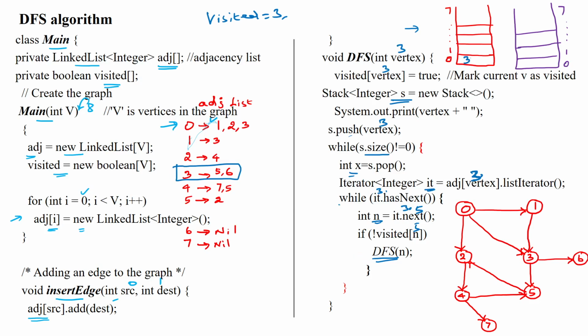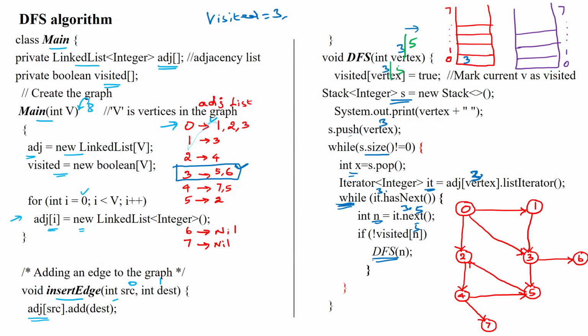Still this while loop is not over, because it has one more element, 6, so we have to wait for 6. Still it is in the track. Now the DFS makes a recursive call, the second recursive call, where we pass 5 as the vertex.